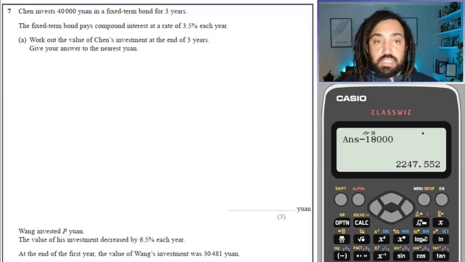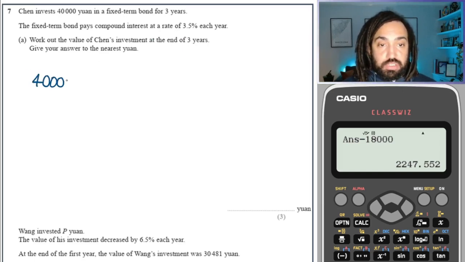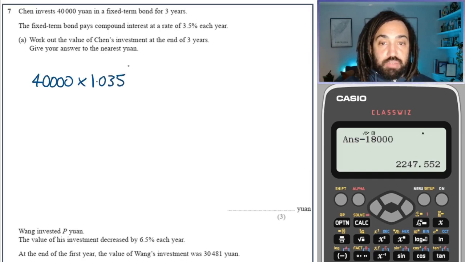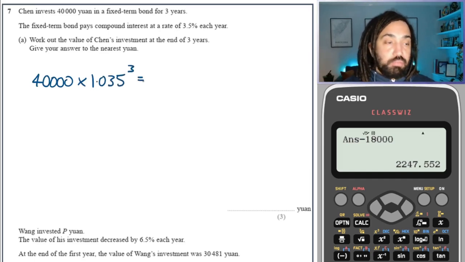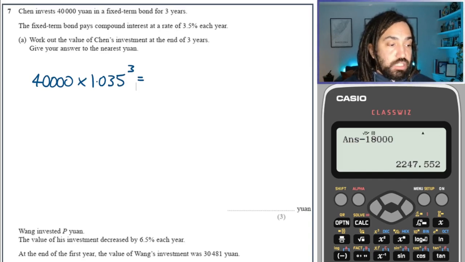Okay, next question. Chen invests 40,000 in fixed term bonds. Very sensible. Risk averse, obviously. The fixed term bond pays a compound interest of 3.5% each year. Work out the value of the investment after 3 years. Well, if you watched the video so far, you know exactly what to do. You work out the multiplier, you raise it to the power of years, and you multiply it by the original amount. So let's do that.